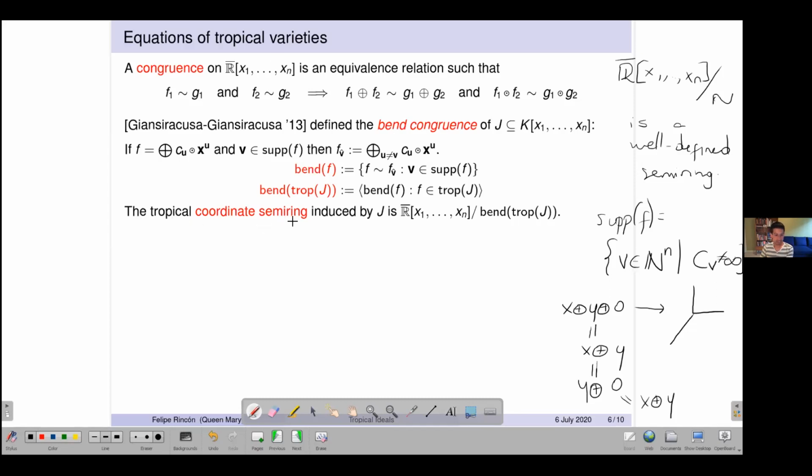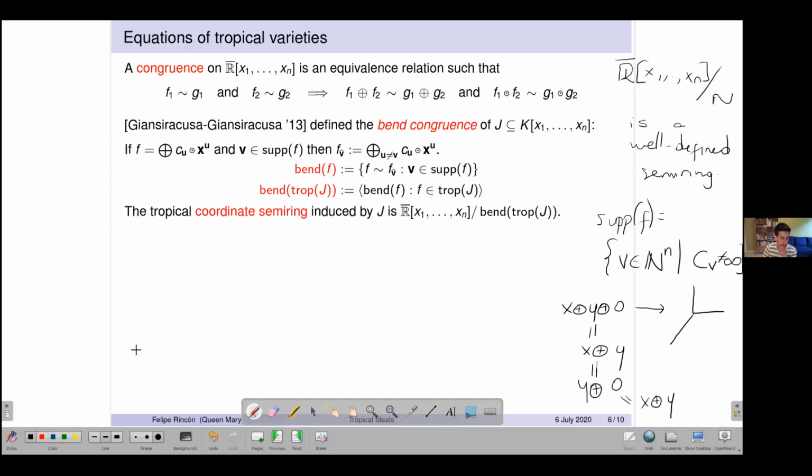Okay, so this is the object Jeff and Noah Giansiracusa proposed in 2013 that we should associate to a tropical variety, an algebraic object that we should view as the scheme associated to the ideal J.